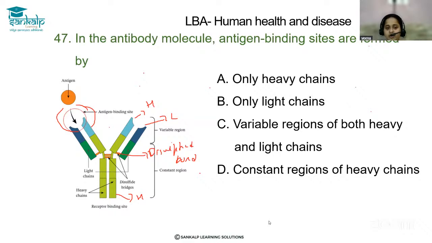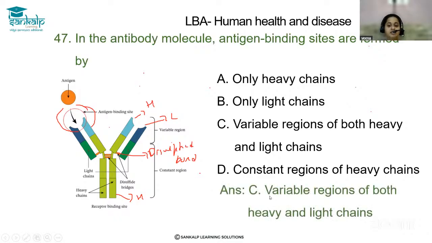Only heavy chain, not at all correct. Only light chain, that is also not correct. In the constant region, that is also not correct. So where exactly? In option C, that is variable region of both heavy and light chain.